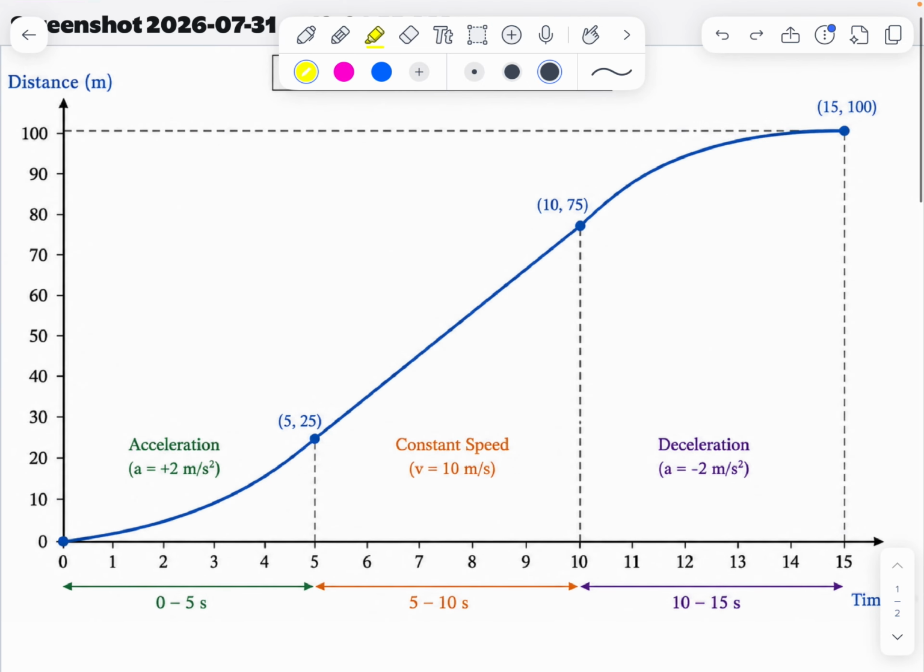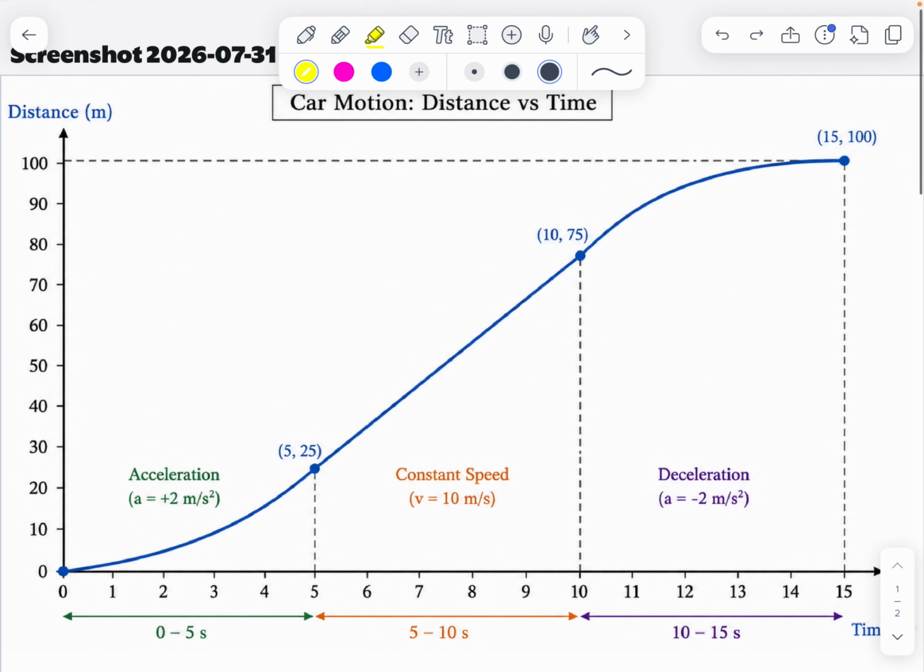Now let's connect this to our car. At the start of the trip, the derivative is increasing because the slope is getting steeper. That means the car is accelerating. In the middle of the trip, the derivative stays constant because the slope stays the same. This means the car's speed is constant. At the end of the trip, the derivative decreases because the slope becomes flatter. That means the car is slowing down.